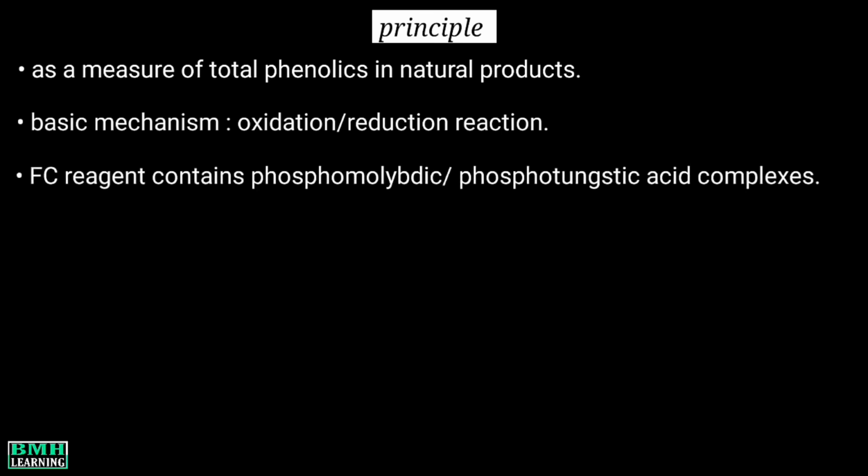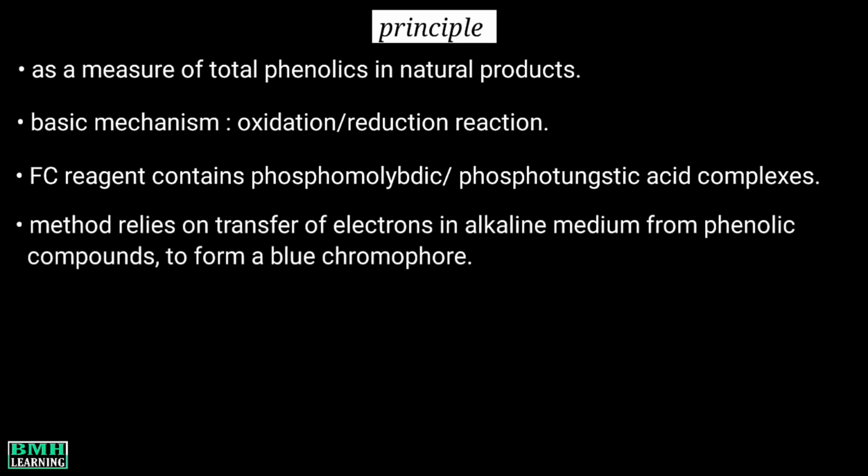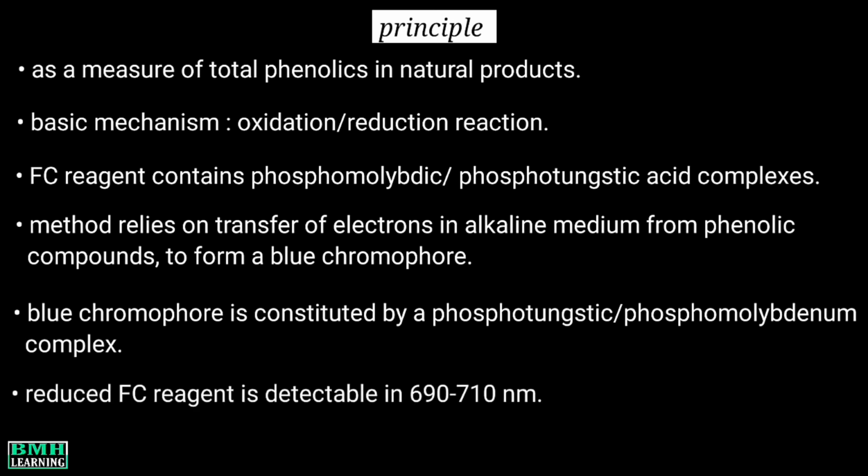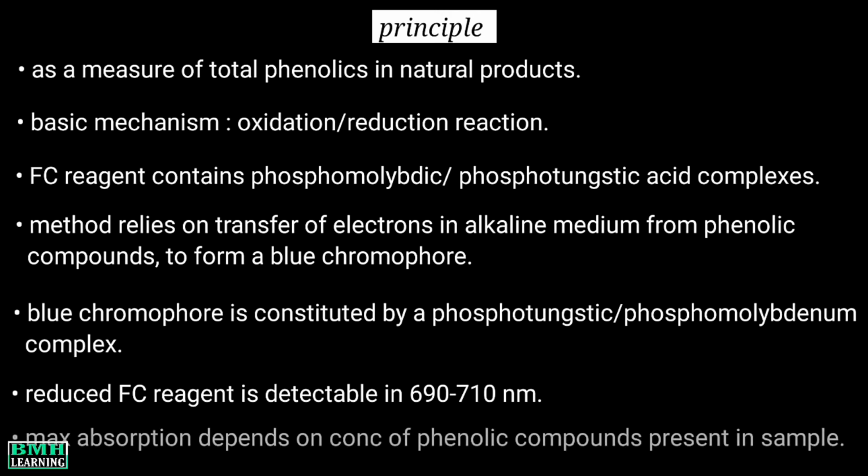The FC reagent contains phosphomolybdic and phosphotungstic acid complexes. The method relies on the transfer of electrons in alkaline medium from phenolic compounds to form a blue chromophore. The blue chromophore is constituted by a phosphotungstic and phosphomolybdenum complex. The reduced Folin-Ciocalteu reagent is detectable in the range of 690 to 710 nanometer. The maximum absorption depends on the concentration of phenolic compounds present in the sample.